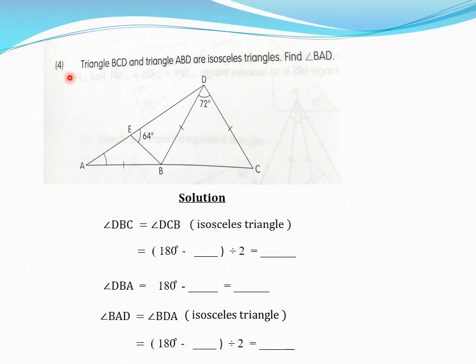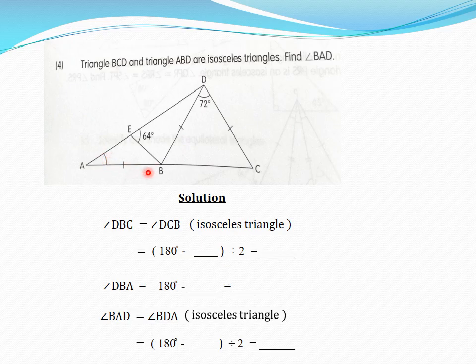Number 4, the last one. Triangle BCD and triangle ABD are isosceles triangles. So we need to find the angle BAD. Yeah, so we can look at our picture together. Angle BAD. So we need to find the angle A.